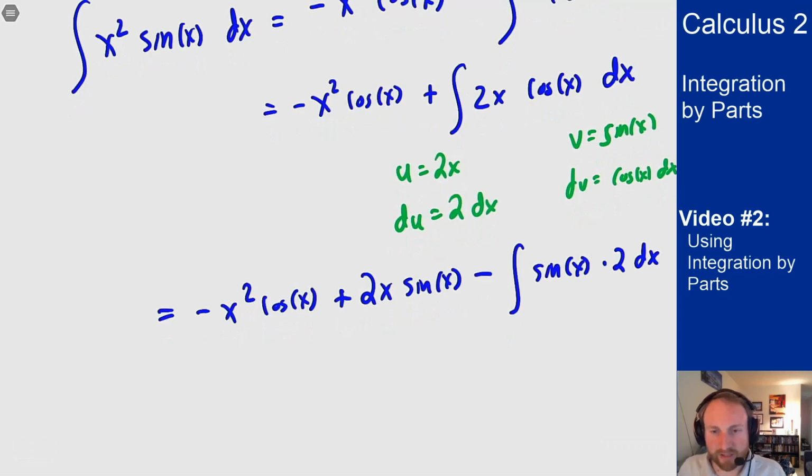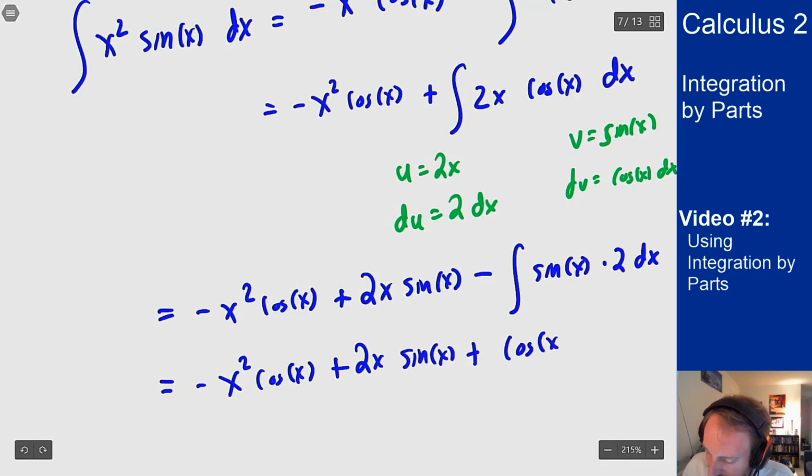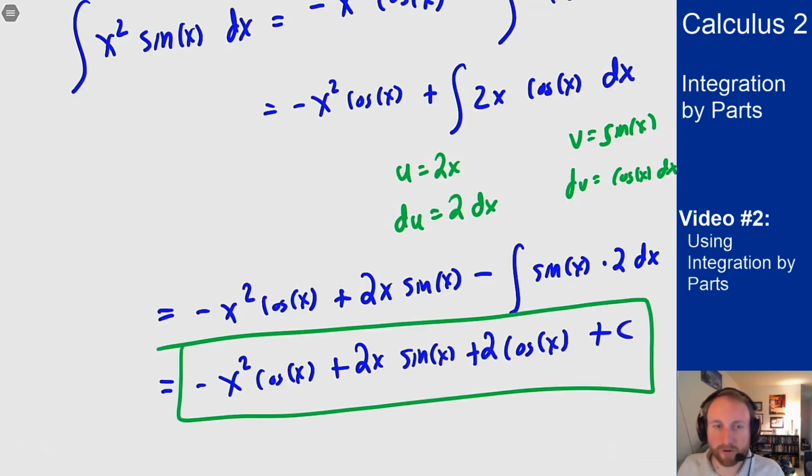Sine integrates to minus cosine, and that minus will cancel this minus sign out in front. So what I will get left over at the end is a negative x squared cosine of x plus a 2x sine of x, and then plus a cosine of x with a 2 in front, plus c. So that's what I will get for the antiderivative there. And if you differentiate this, you will in fact get x squared sine of x.